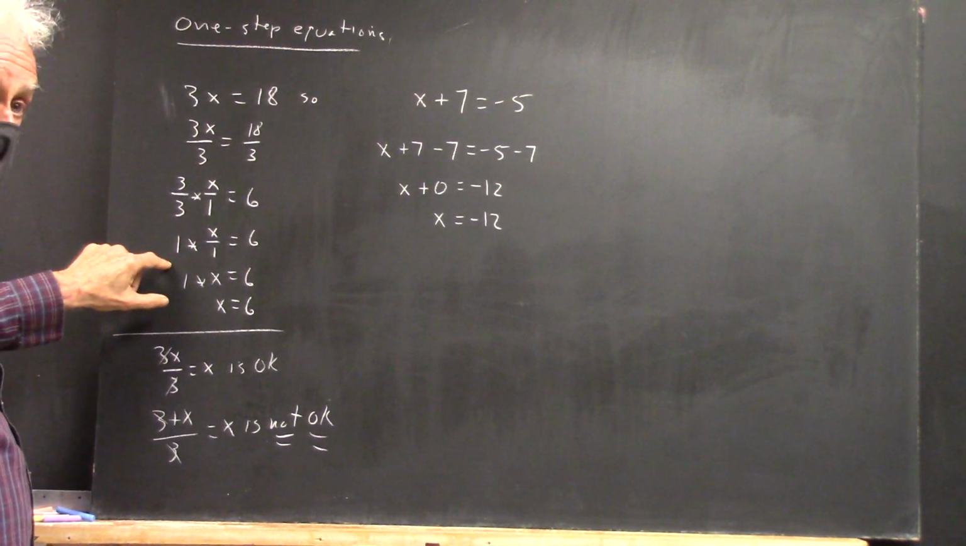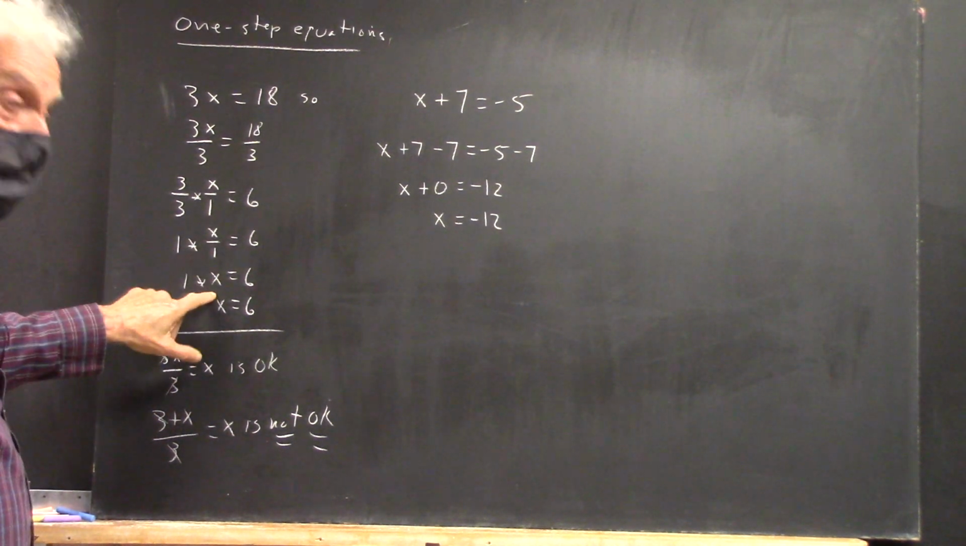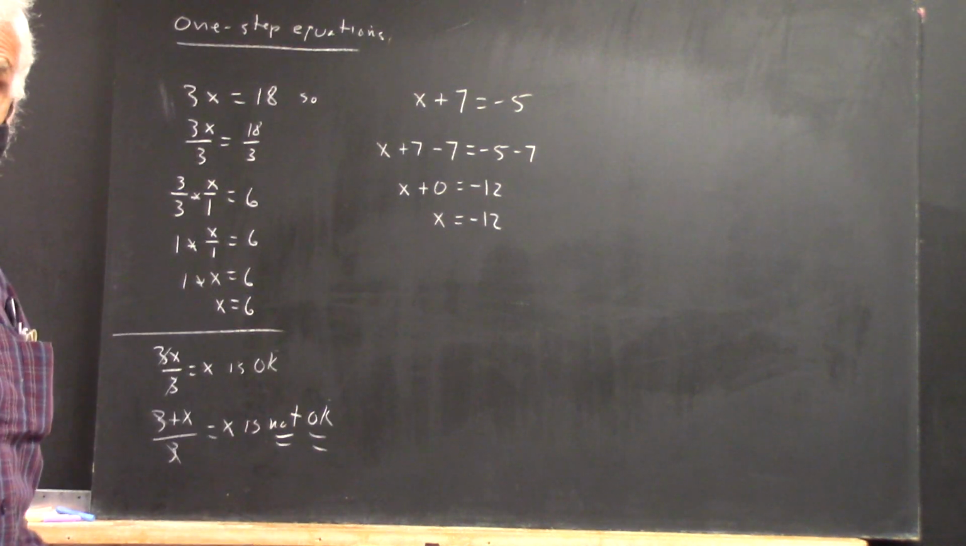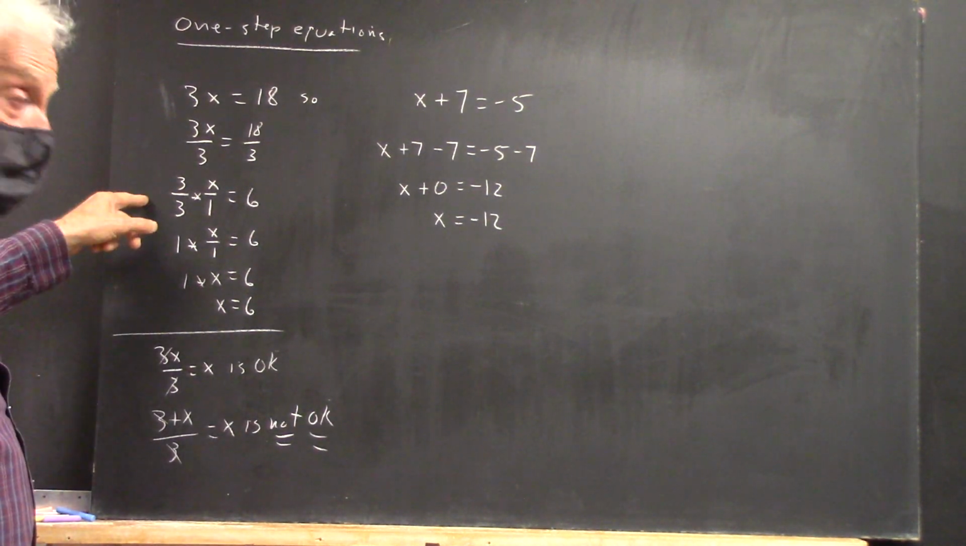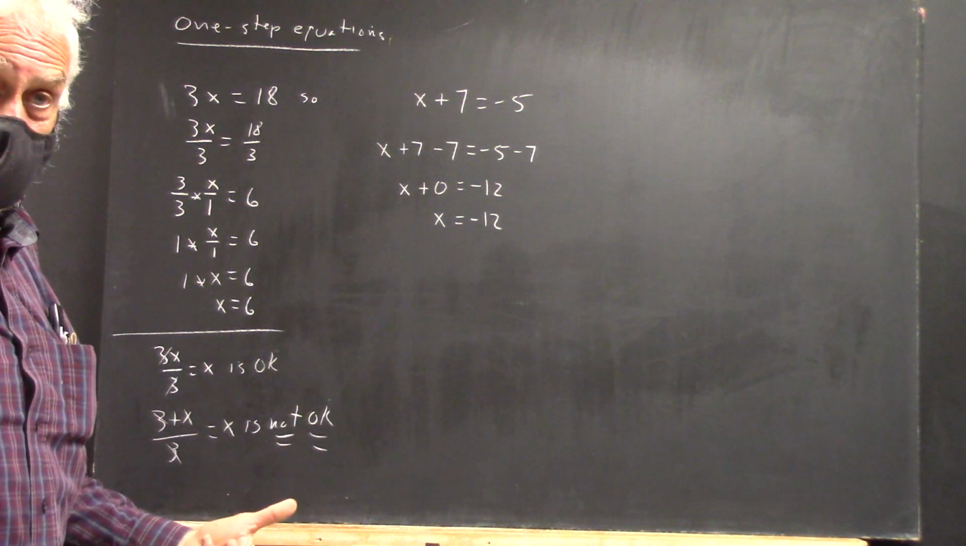3 over 3 is 1. So now I have 1 times x over 1. X over 1 is x. 1 times x is x, and now x is 6. This is shorthand for this. Now there's a rule, you can cancel factors.